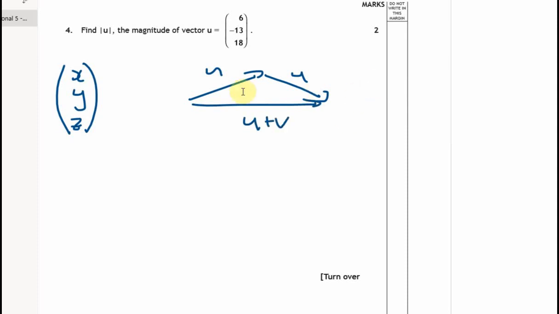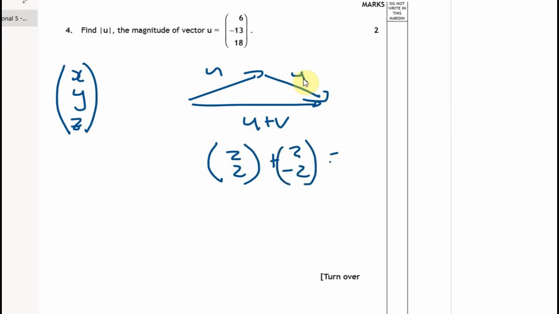Now you can add them. To add vectors, they've got to be head to tail. And if you add them in component form, say that one looks like it's going along 2 and up 2 for this one, and then this one's going along 2 and down 2.